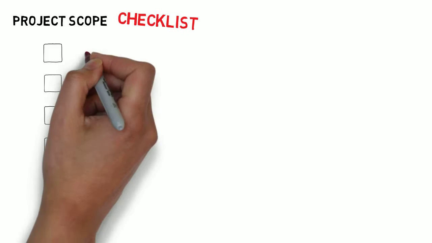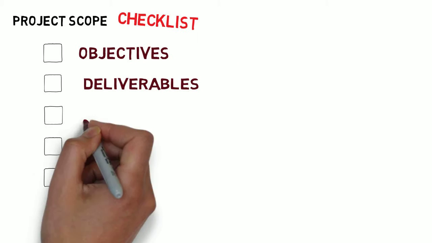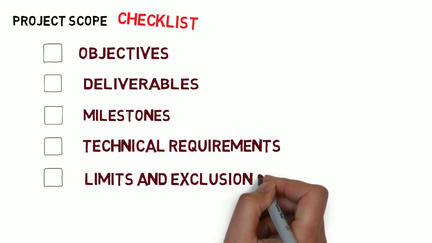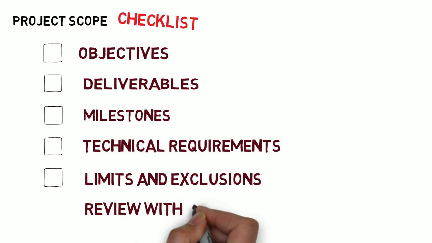Let's go more into detail about the project scope. To ensure that our project scope is complete, it's good to follow this checklist. Objectives, deliverables, milestones, technical requirements, limits and exclusions, and finally, review with customer.